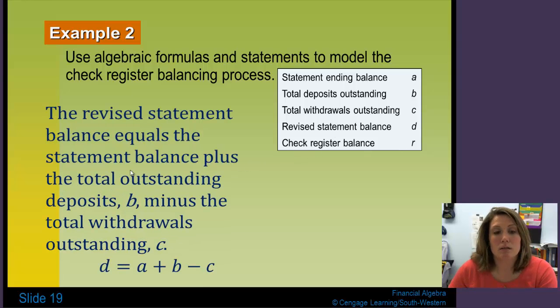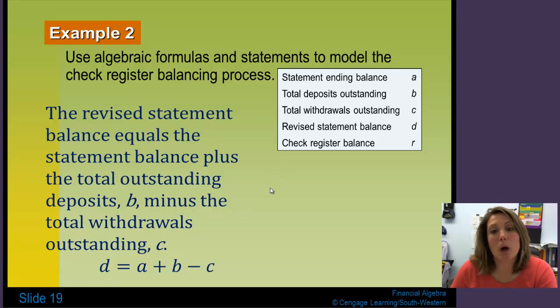So to do this, we know that the revised statement balance equals the statement balance plus the total outstanding deposits, which is the letter B, minus the total withdrawals outstanding, which is C. So again, my revised statement balance, D, equals my statement balance, ending balance, which is A, plus my total deposits that haven't shown up yet on my statement, minus everything that was written as a check or any withdrawals that were taken out. Those three things combined equal your revised statement balance.